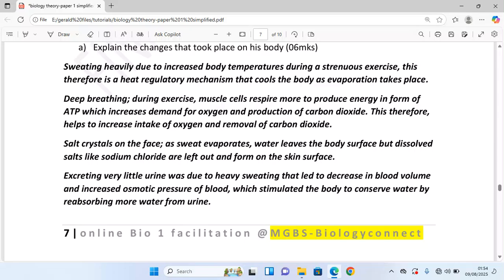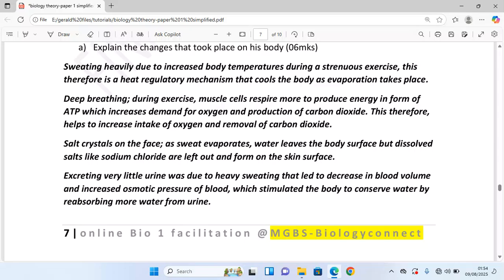The salt crystals form as the sweat evaporates: water leaves the body surface, but dissolved salts like sodium chloride are left out and form on the skin surface. In chemistry S1, you recall the concept of evaporation to dryness, that when the sweat evaporates from our body and reaches the surface of our skin and finds very hot temperatures, the water component evaporates off, but the dissolved salts are crystallized out and they form on the skin surface.